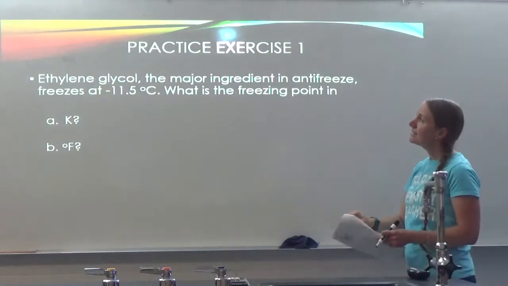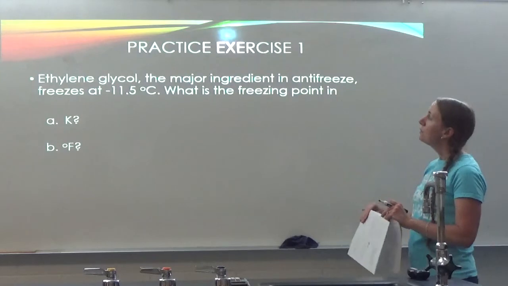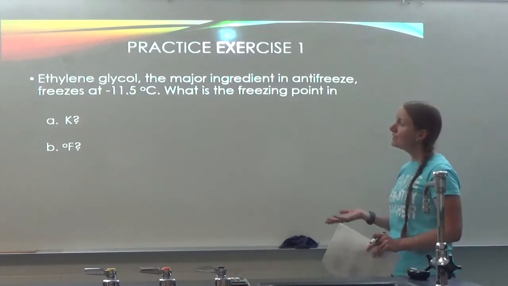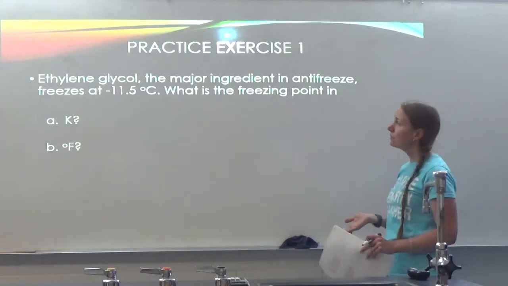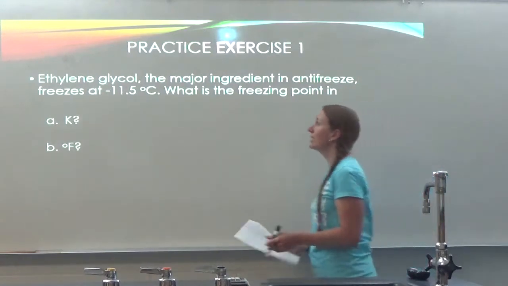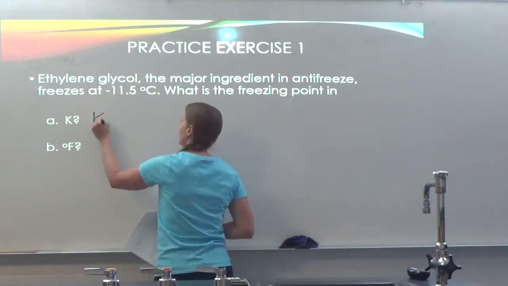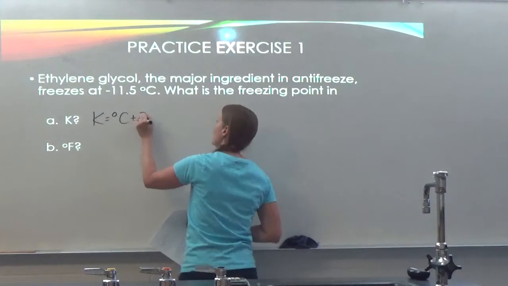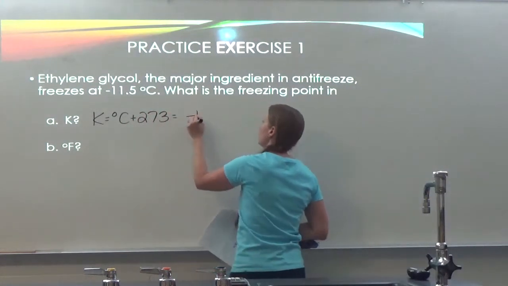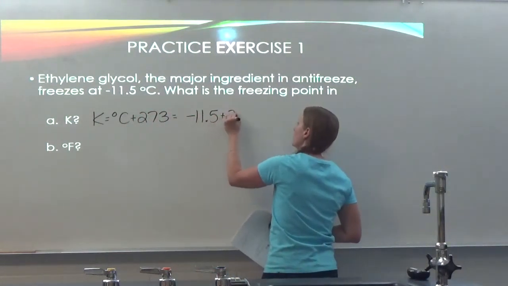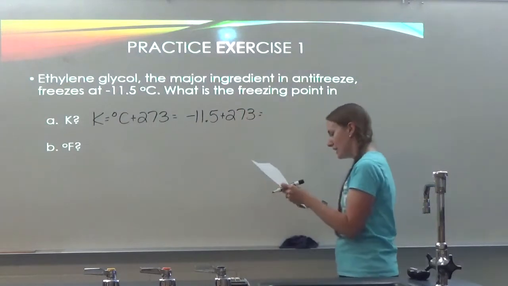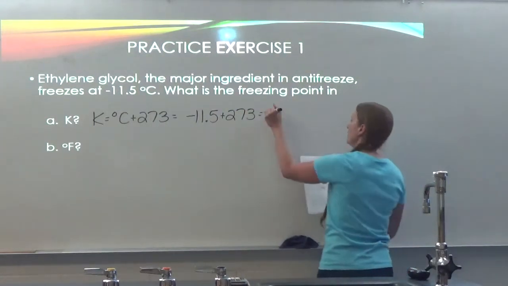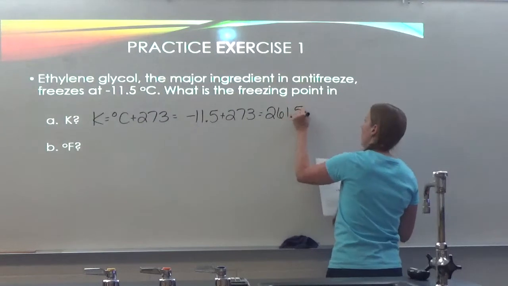Alright, so next it says ethylene glycol, the major ingredient in antifreeze, freezes at negative 11.5 degrees Celsius. What is the freezing point in Kelvin? Well, again, Kelvin is degrees Celsius plus 273. So I just do negative 11.5 plus 273. And I end up getting 261.5 Kelvin.